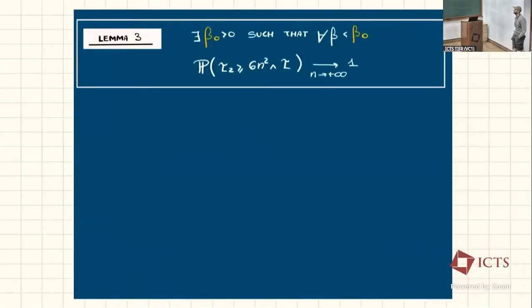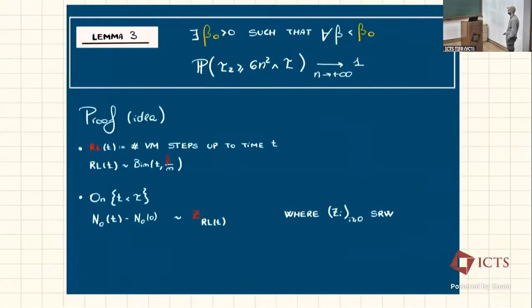So the last thing we need to control now is the probability that this minimum is not attained by the minority fraction stopping time. Here we need some assumption on the beta. So there exists a beta 0, possibly small, such that for all beta smaller than that, the probability that tau 2 is bigger than 6n squared, minimum tau, which is the absorption time, is high. So with high probability, that minimum is not attained there.